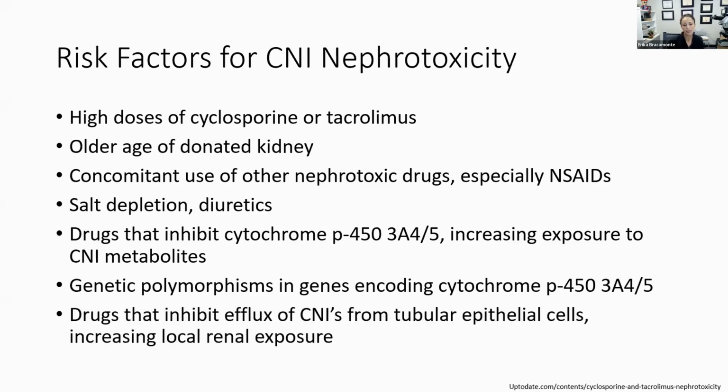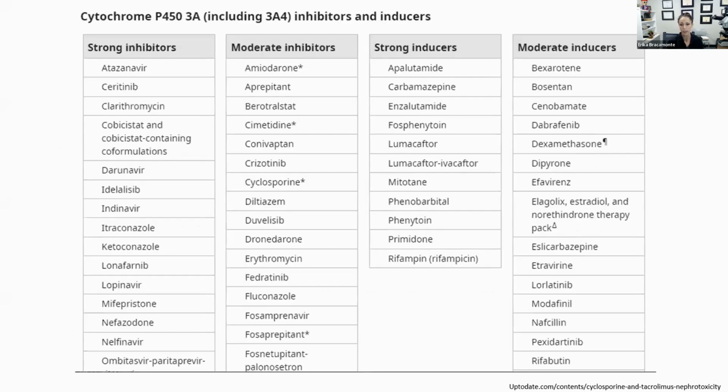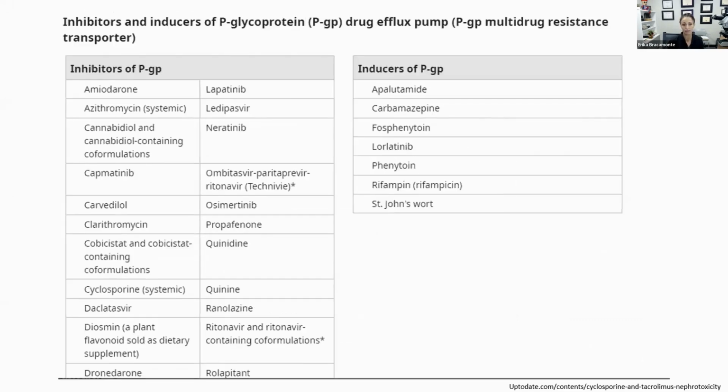There are also certain drugs that will inhibit the efflux of the CNIs from the tubular epithelial cells, and that way increase the local exposure. So there's a very, very long list of the cytochrome P450 inhibitors, as well as inducers. And these are some of the drugs that can inhibit and induce the drug efflux pump.